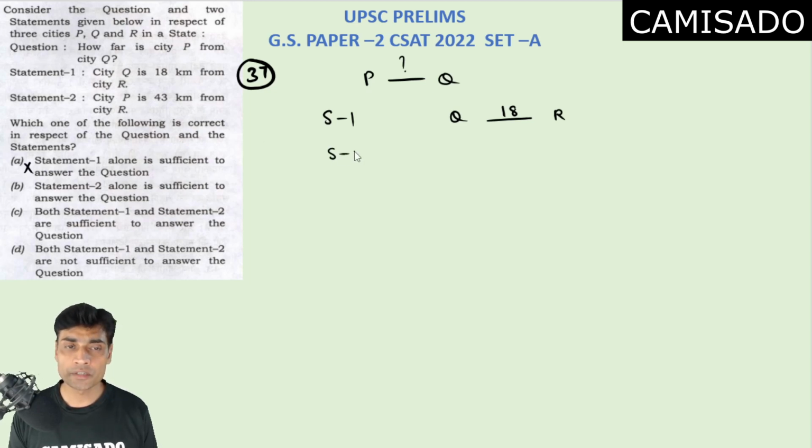Again, statement number 2: P is 43 kilometers from R. Again, it's not telling anything about the distance between P and Q, so statement 2 alone is also not sufficient. Now combining both of them, we can't find the distance between P and Q because it is not mentioned whether R is in between or not. The locations are not mentioned. They can be in a straight line, they can be in triangular form, whatever the locations of P, Q, R are, it is not mentioned, therefore both the statements are not sufficient. D is the right option. Both statement 1 and statement 2 are not sufficient to answer the question.